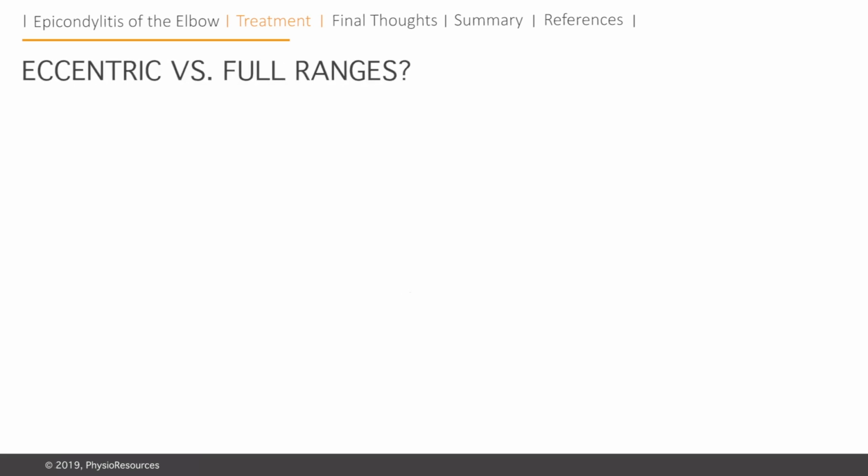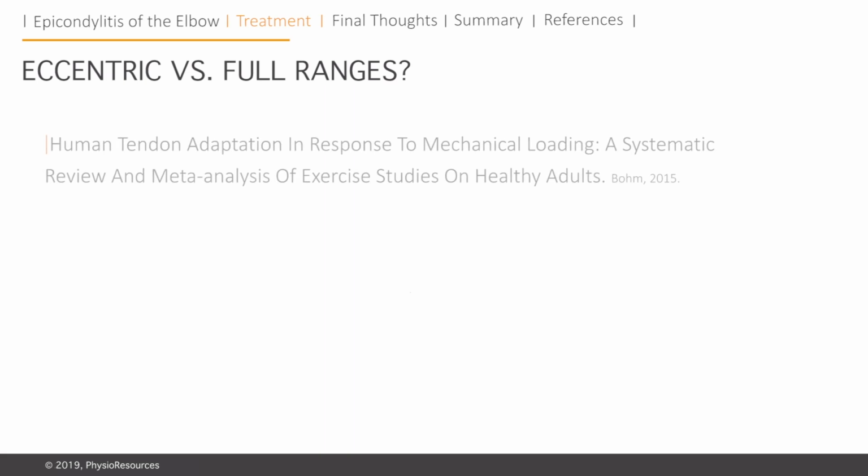Thankfully, we do have some new research and meta-analysis that can help guide us in working on improving healthy tendon viability. In 2015, Baum took a look at previous studies that dealt with tendon strengthening. And the title of his article is Human Tendon Adaptation in Response to Mechanical Loading, a Systematic Review and Meta-Analysis of Exercise Studies on Healthy Adults.